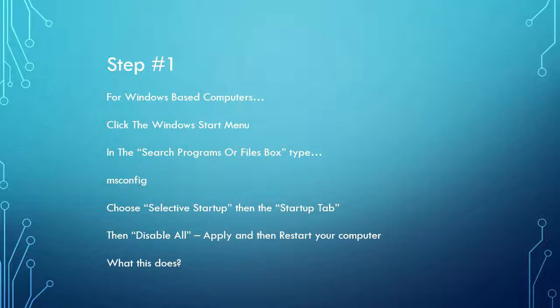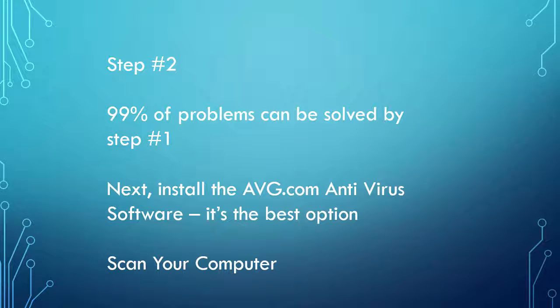However, here's the next step. Step 2. Again, 99% of the problems can be solved by step number 1. But the very next thing you need to do is install the antivirus software called AVG. That's at avg.com. It's antivirus software. It's the best option. I've been using it literally, like I said, for at least the last 10 or 15 years.